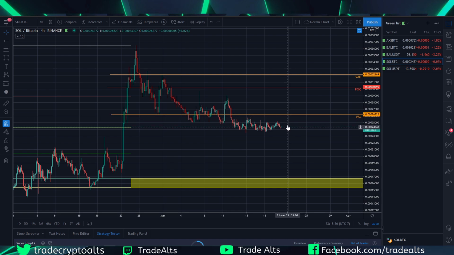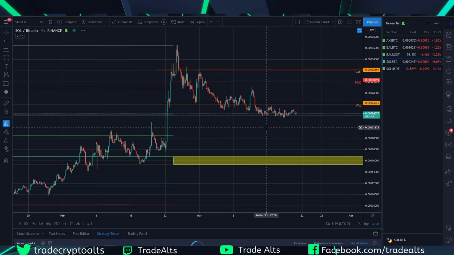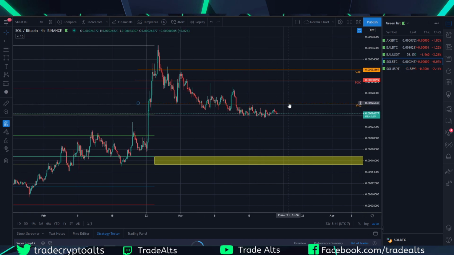And typically, again, when you get back above your value area low, you look to your point of control and your value area high. Those are kind of your targets. So that could be a nice long trade if it's able to reclaim back above value area low. So that's something that I would watch for. I'm just looking at that.